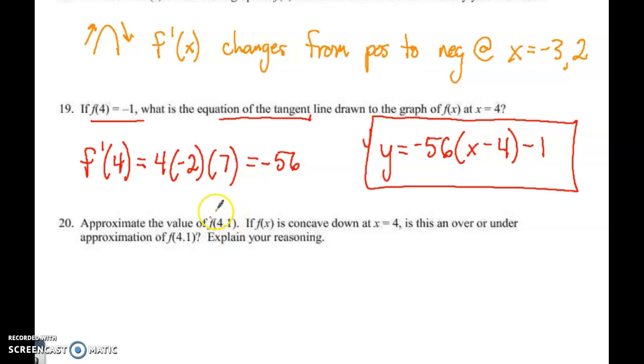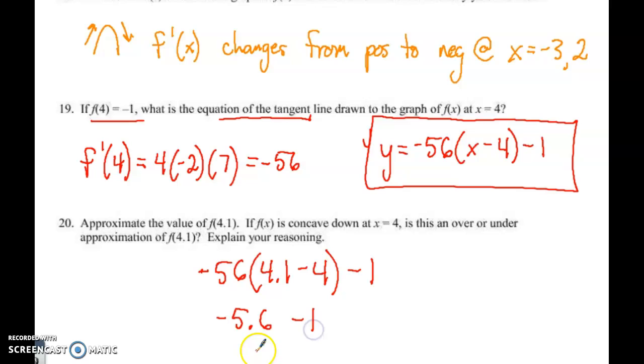There you go. You can see I've done these problems a lot, which you should as well. So now we can go look at the next thing. We can approximate when x is 4.1. And notice that we always have a small difference. We don't want to approximate too far away from that tangent line, because then you might as well use a different value. Well, 0.1 times -56 would give me -5.6. Minus 1 would give me -6.6.